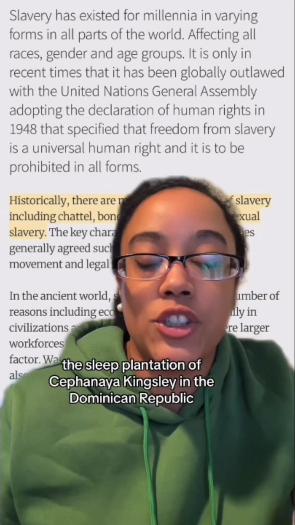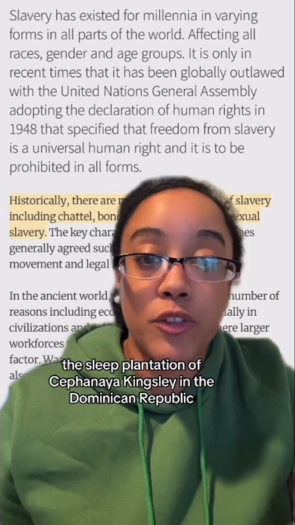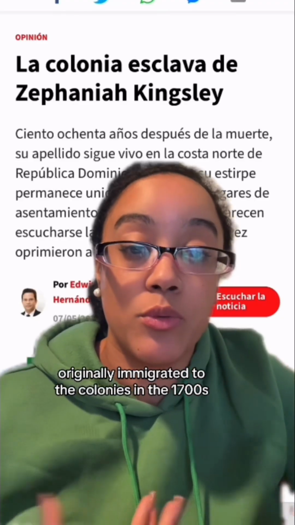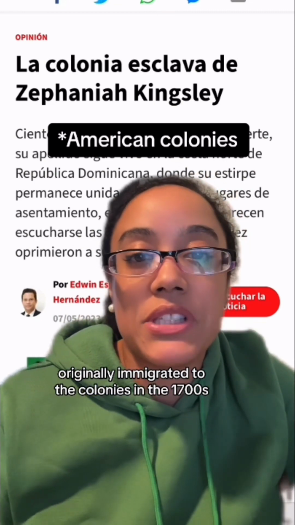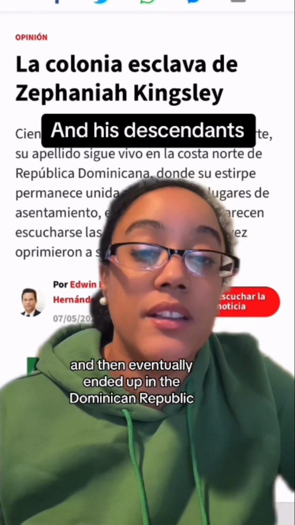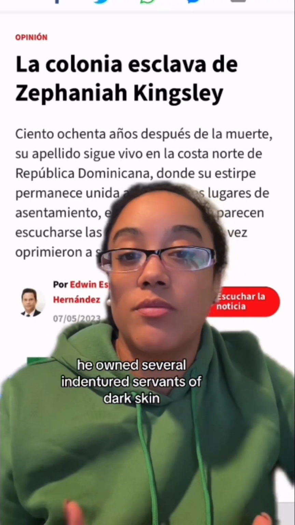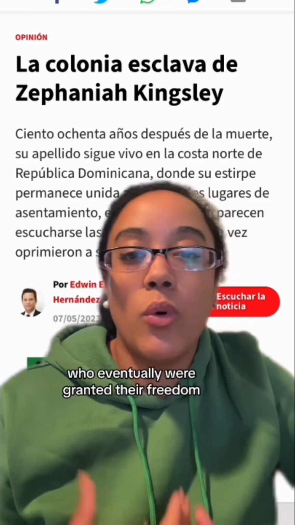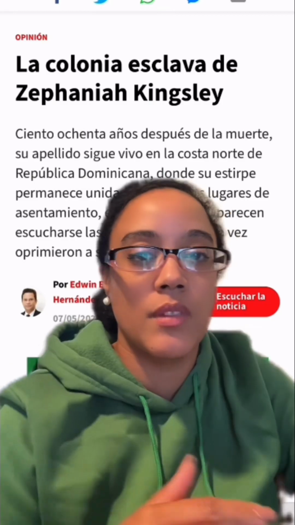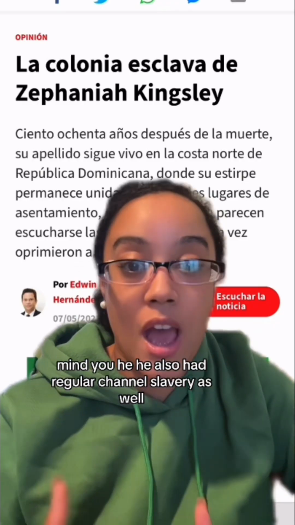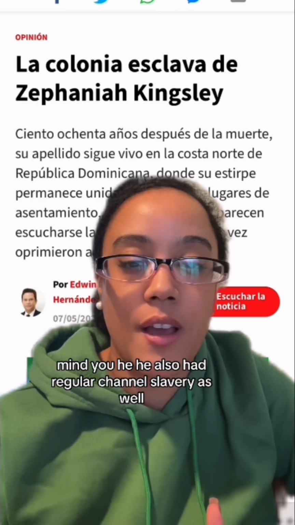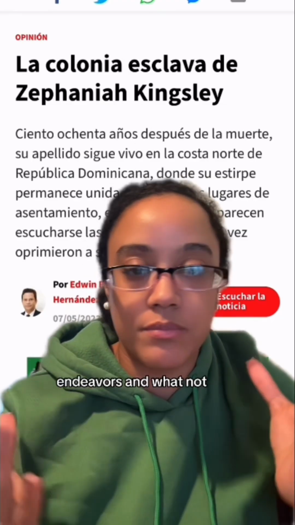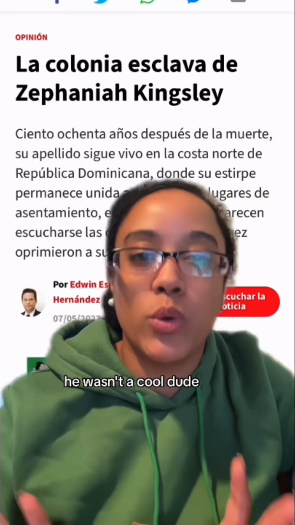The slave plantation of Zephaniah Kingsley in the Dominican Republic was an example of that. He originally immigrated to the colonies in the 1700s and then eventually ended up in the Dominican Republic. He owned several indentured servants of dark skin who eventually were granted their freedom. Mind you, he also had regular chattel slavery as well, included in his mix of commercial endeavors and whatnot. He wasn't a cool dude, that's what I'm trying to say.